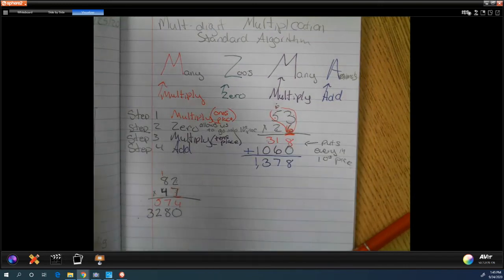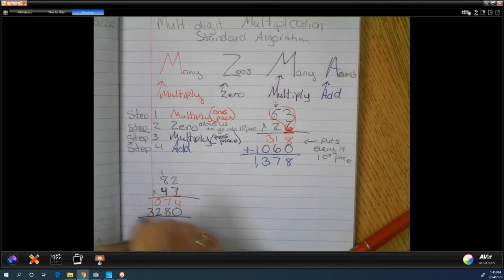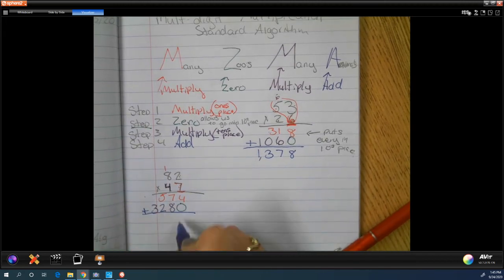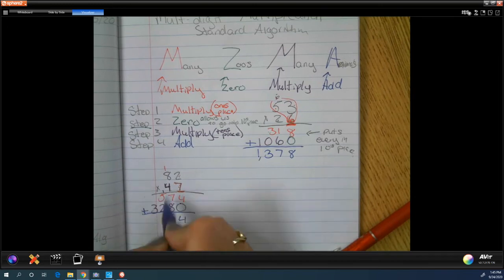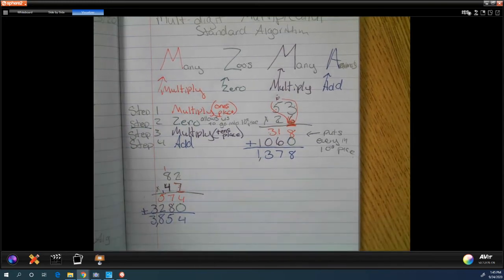And then step 4 is to add. 4 plus 0 is 4. 7 plus 8 is 15. 5 plus 1 more is 6. Plus 2 more is 8. And then bring down the 3. So again, the reason I put that 0 there is so everybody shoves over to the correct place value. Most often, the mistake you're going to make is to forget to put this 0 here.